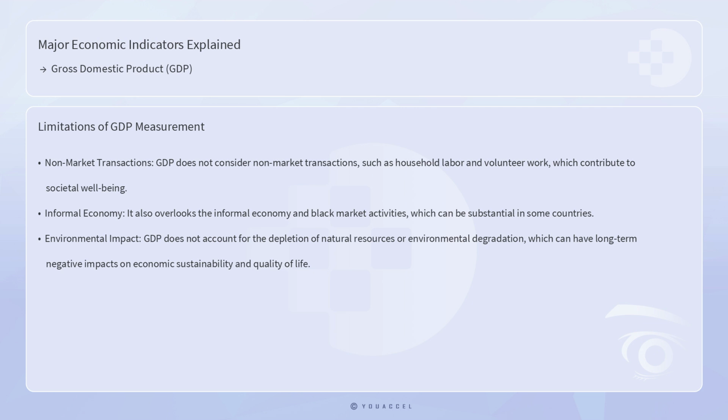Additionally, GDP does not consider non-market transactions, such as household labor and volunteer work, which contribute to societal well-being. It also overlooks the informal economy and black market activities, which can be substantial in some countries. Moreover, GDP does not account for the depletion of natural resources or environmental degradation, which can have long-term negative impacts on economic sustainability and quality of life.